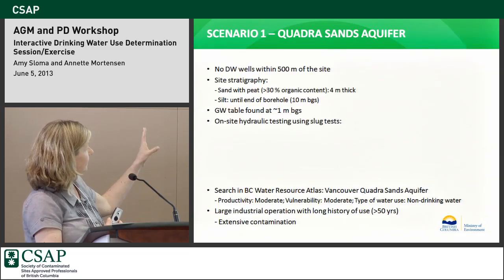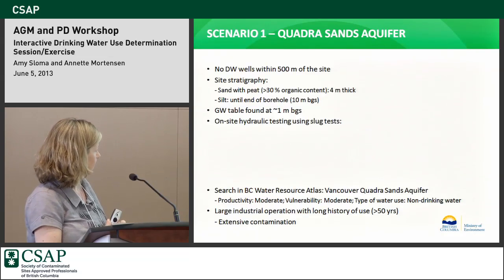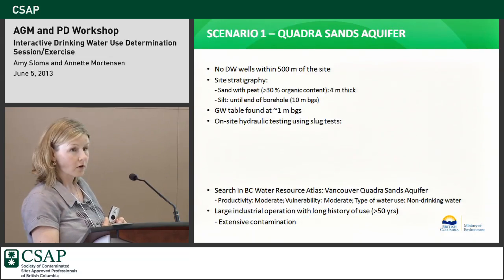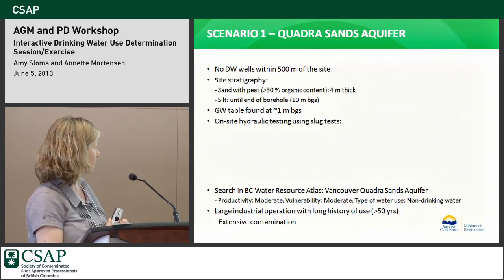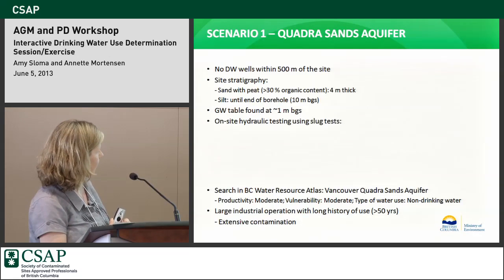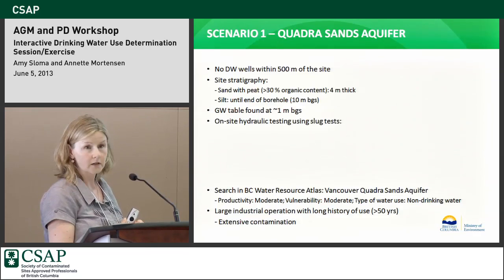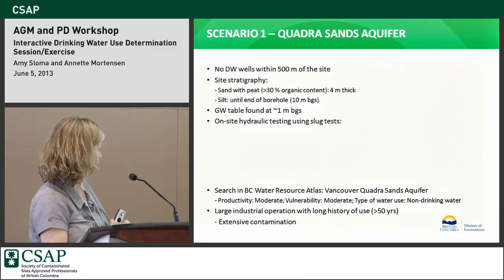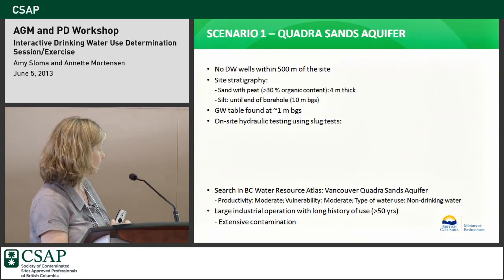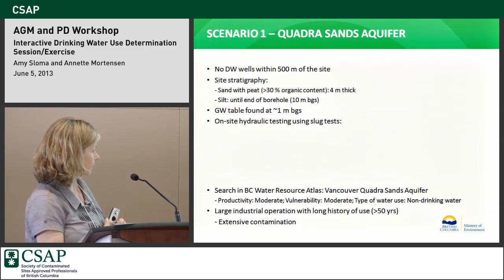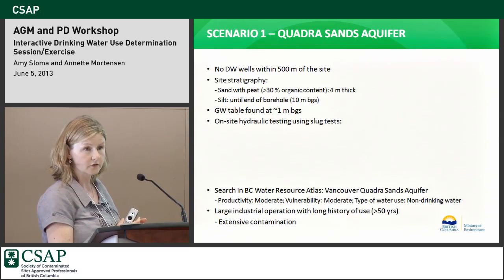We have some hydraulic testing here, which clearly does not show up, but you have it in your printout. There's been a search in the BC Water Resource Atlas, which shows that you have the Vancouver Quarter Sands Aquifer below. It's characterized by moderate productivity, moderate vulnerability, and it's a non-drinking water use. There's a large industrial operation on the site with a long history of use. There's extensive contamination in the silt and the sand unit, and it has not been delineated to drinking water standards yet.